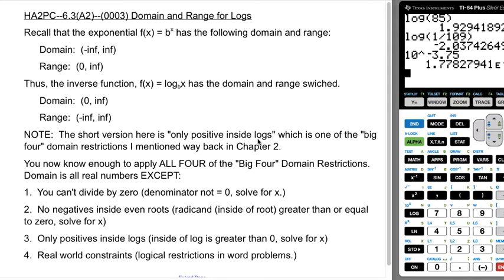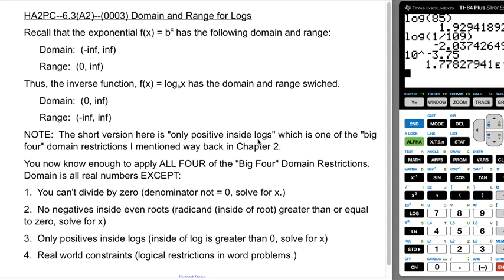So recall that exponentials, like f of x equals b to the x, have a domain of all real numbers, so negative infinity to infinity, and a range of essentially only the positive numbers, meaning 0 is not included, so starting greater than 0, right? Thus, when we do the inverse function, the log base b of x, the domain and range are switched. So the domain is all positive real numbers, so 0 is not included. It's numbers greater than 0. And then the range is negative infinity to infinity, all real numbers.